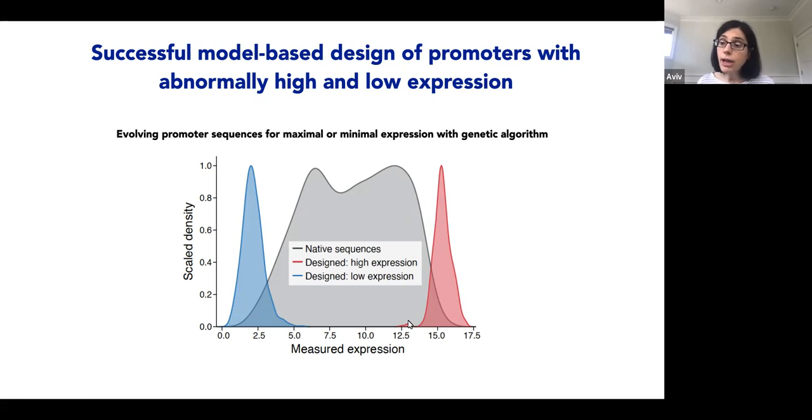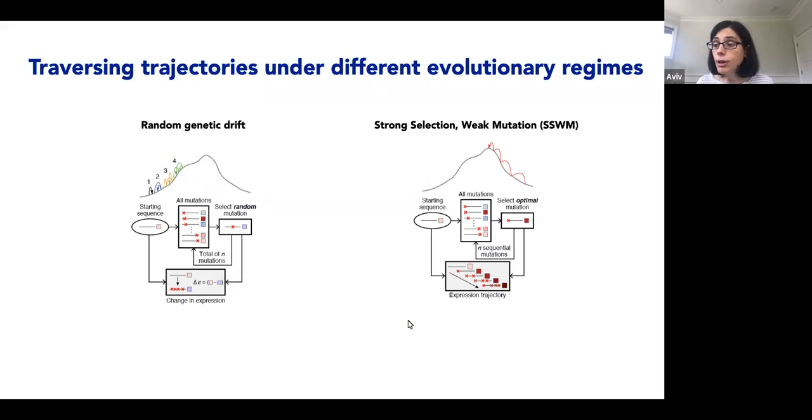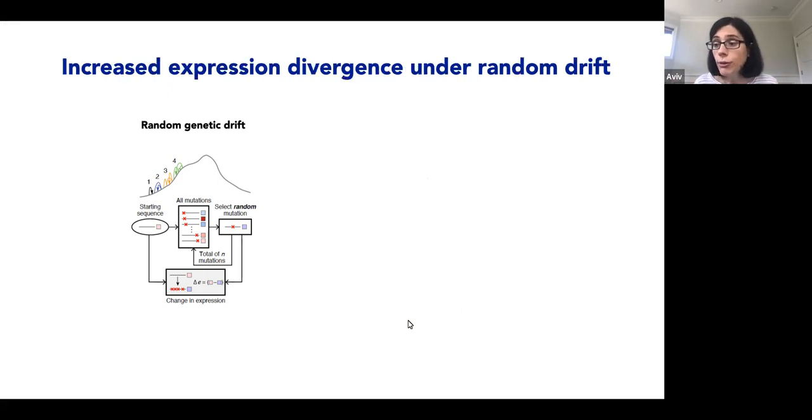So next, we took our highly predictive model to tackle evolutionary questions. The first one was whether we could traverse evolutionary trajectories under different regimes established in the literature, like random drift or strong selection with mutation. For random drift, we take a random sequence, introduce a random mutation, calculate the predicted change in expression by the model, and then repeat the process, doing n mutational steps to generate one trajectory.